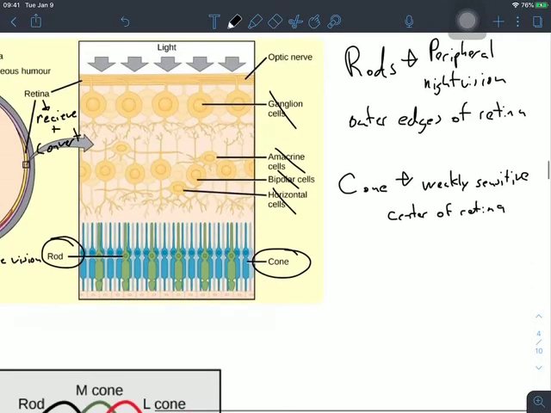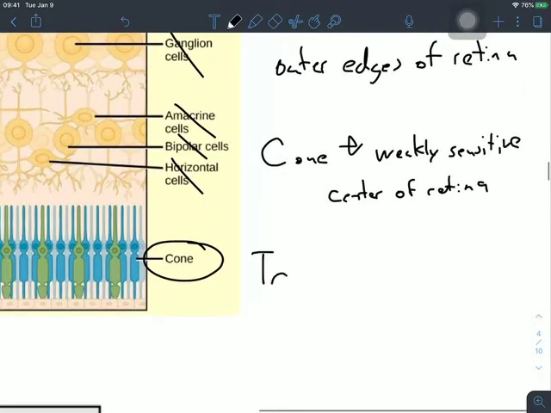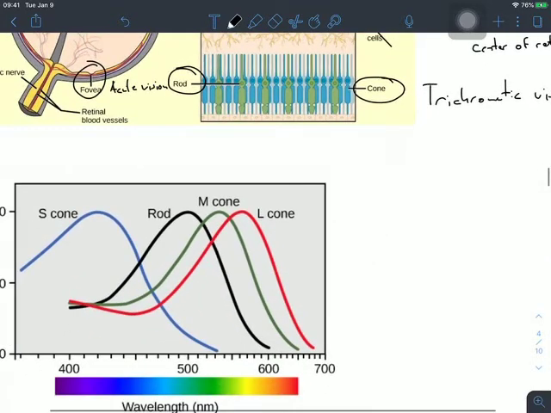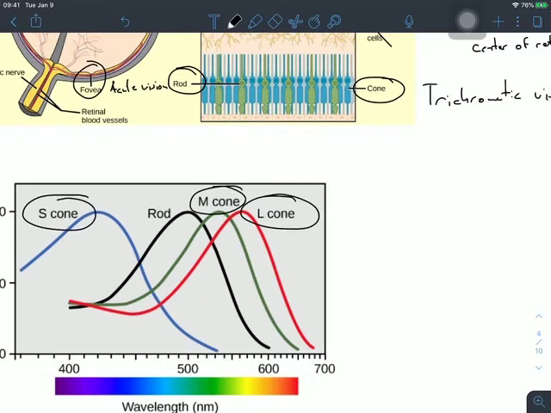And you actually have what is called trichromatic vision, because you have 3 different types of cones, and each of these cones specializes on a different wavelength of light. You have S cones, M cones, and L cones. They are named very cleverly because they either focus on short wavelengths of light, like blue light, medium wavelengths of light, like green light, or long wavelengths of light, like red light.